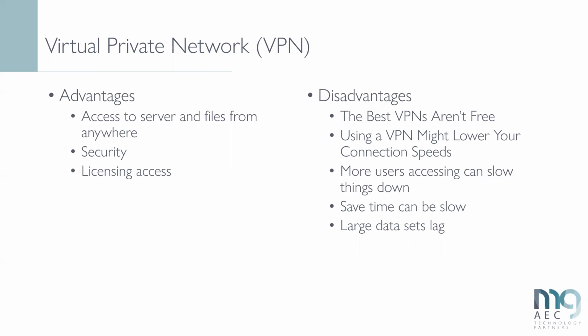Using a VPN might lower your connection speeds. So when you have multiple people accessing the same VPN, especially if, say, you're a firm of 50 people and you've got 50 users and everyone's trying to ping that VPN at the same time, that's going to make some significant lag. Save time can be slow. So essentially you're opening and closing and saving files across an internet connection.